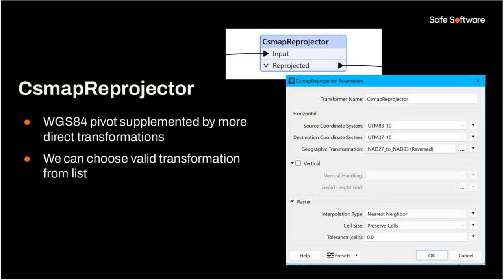And it can also do vertical adjustments in this transformer using height grids. This can be part of the reprojection or a separate adjustment by setting the source and destination coordinate system to be the same.